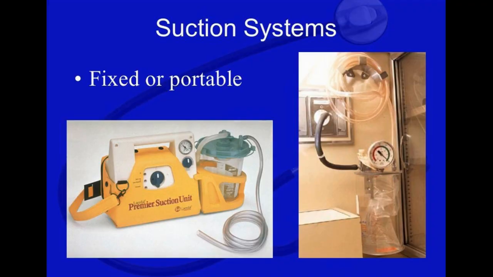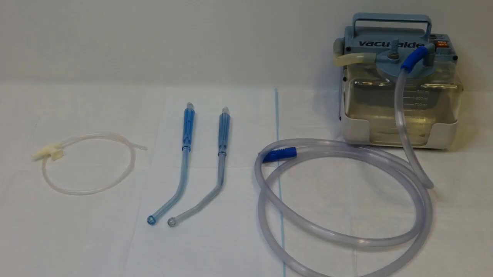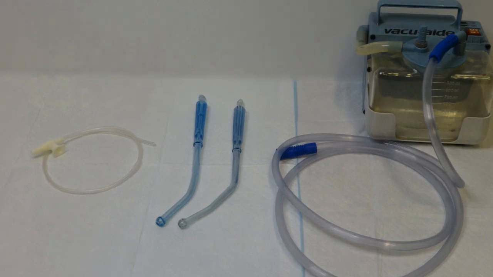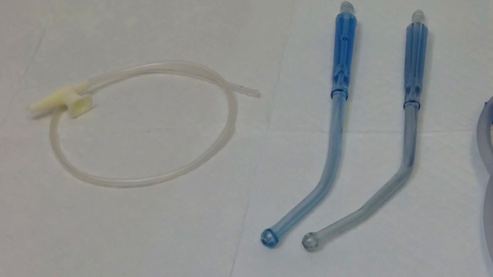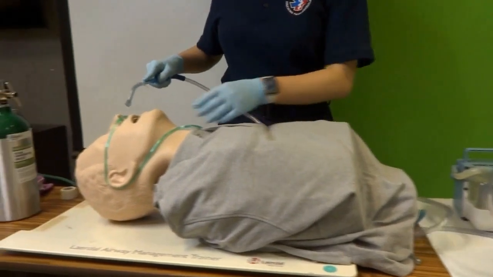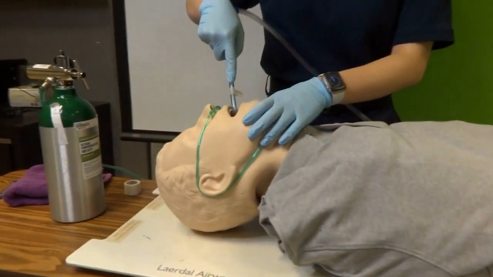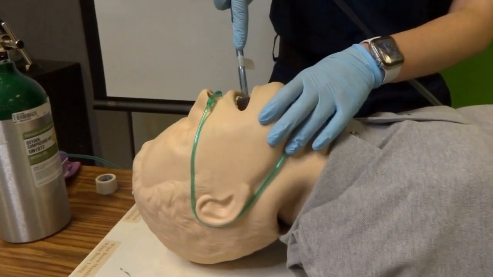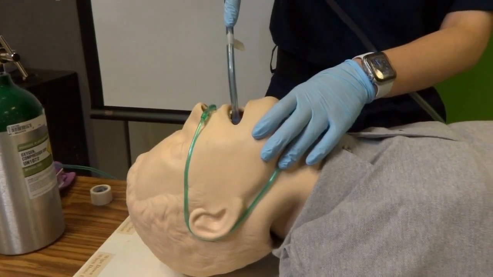Regardless of whether the suction device is mounted or portable, you will need a suction hose or tubing and a suction catheter. There are 2 types of suction catheters, the rigid and the soft. The rigid catheter, also known as the tonsil tip or Yankauer, is the most commonly used catheter for oral suction. Its angled shape allows the user to easily reach all areas of the oropharynx.